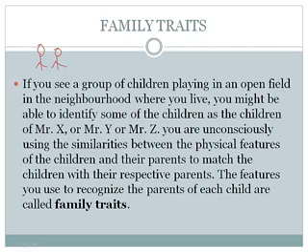Why? Because of the traits, the resemblance. It could be the shape of the face, the shape of the eyes, the color of the skin, or the size of that child. Those are the kinds of traits that can make someone know the children, even amongst other children. You are unconsciously using the similarities between the physical features of the children and their parents to match the children with their respective parents. The features you use to recognize the parents of each child are called family traits.